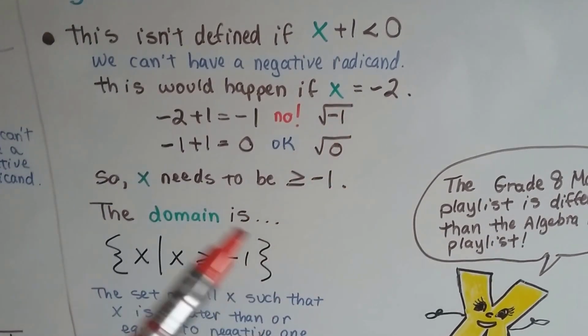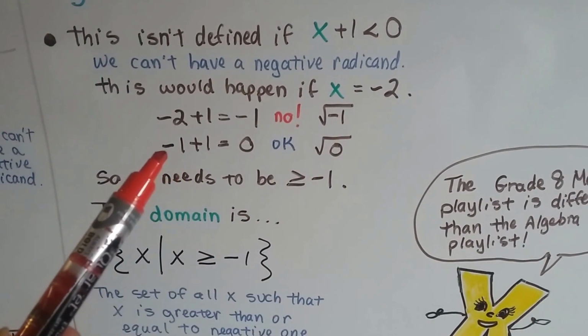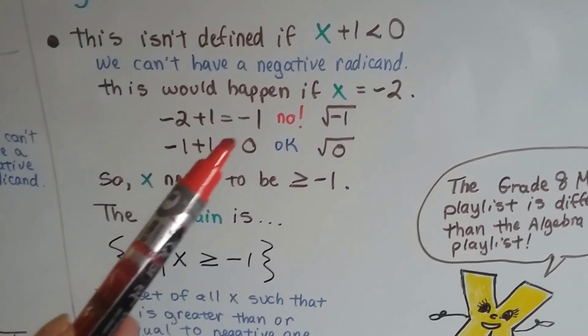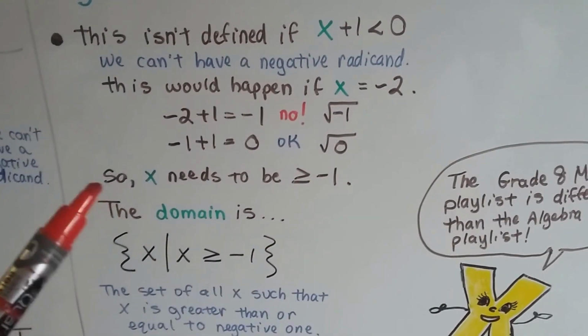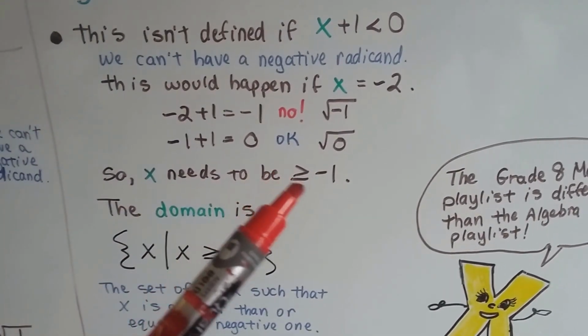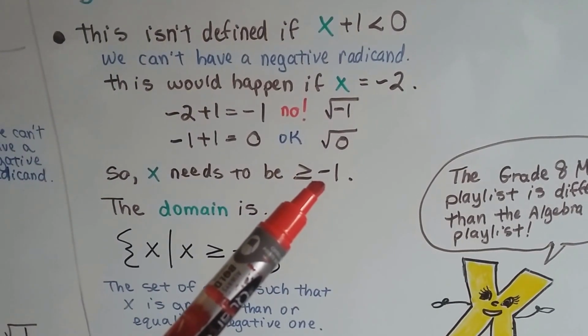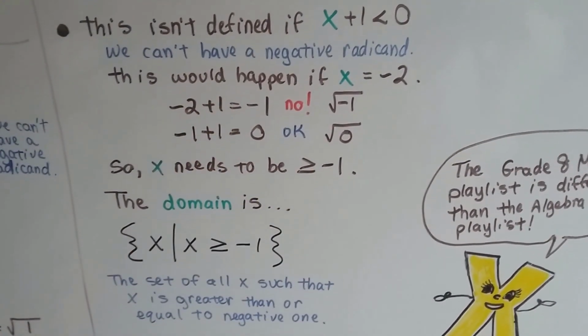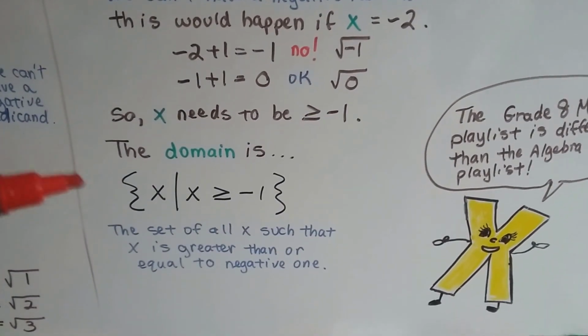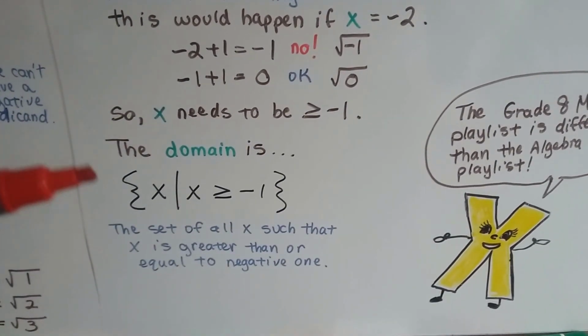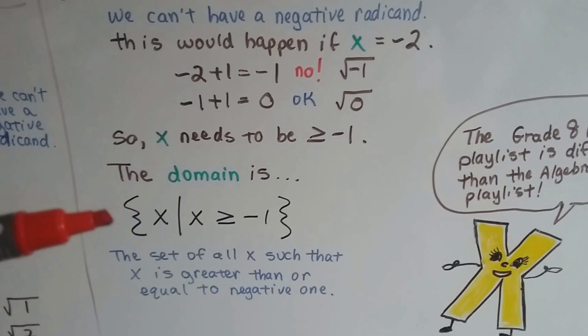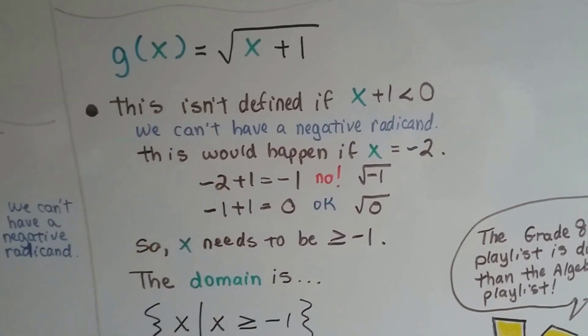No negatives are allowed underneath the radical symbol. So if it's negative 1 plus 1, that's 0. That's okay. So now x needs to be greater than or equal to negative 1. It just can't be negative 2. So we write our answer. The domain is the set of all x such that x is greater than or equal to negative 1. And then that will make that true.